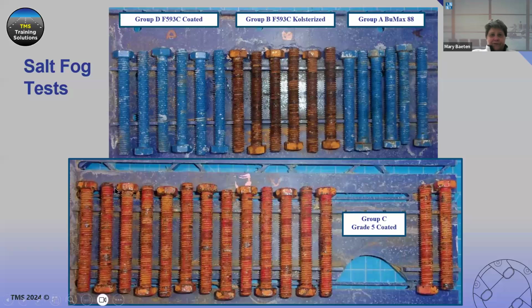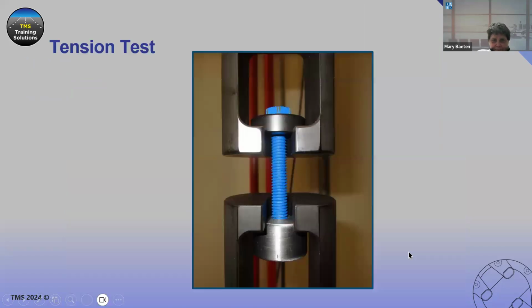As you can see, we did 4 different groups. The bottom one is all grade 5 coated bolts, after going through the salt fog test. Group D is F593C coated bolts. The bolts in the center are uncoated, which did not perform well without some kind of coating. And we had a Bumax 88 bolt, which is a coated stainless steel bolt. It's a 316 stainless steel. Next. Then we did the tension test. Next.